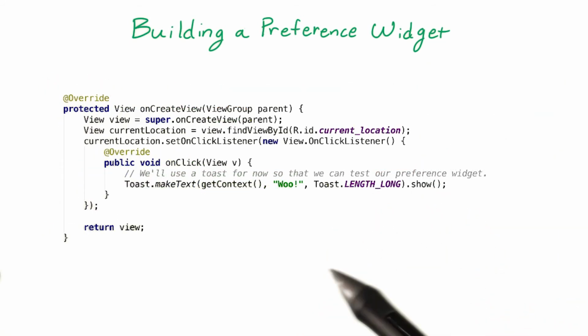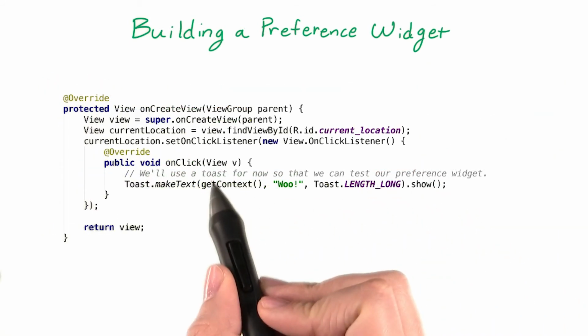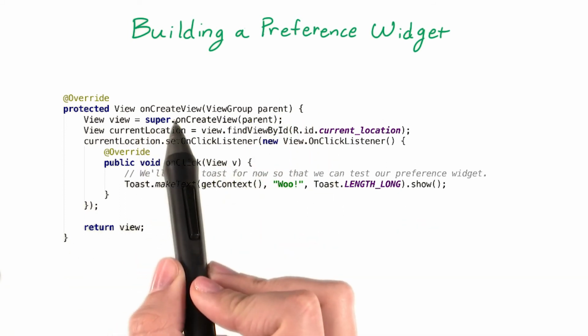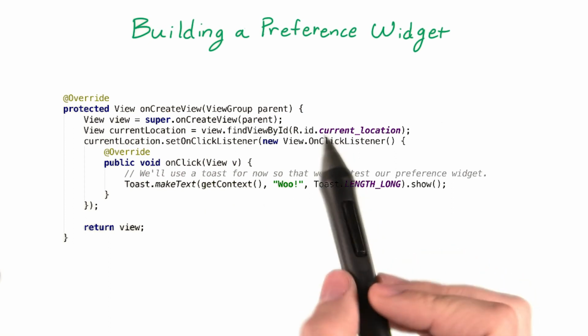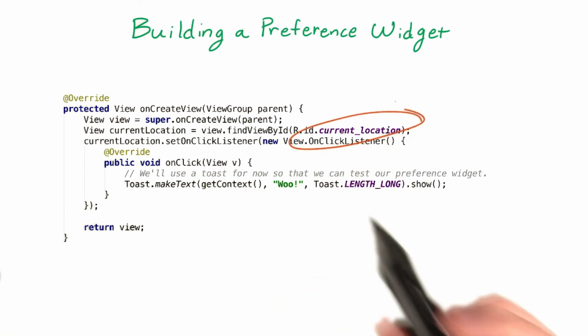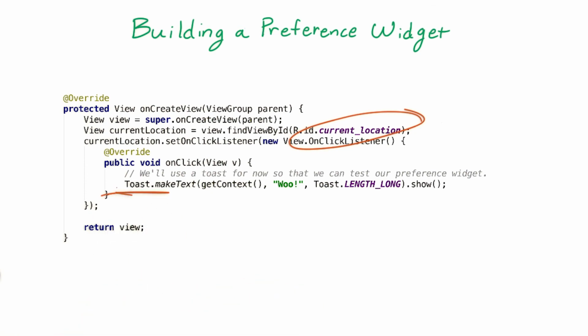Now that our layout is ready to go, we need to set up our onClick listener. When the location preference is created, that calls onCreateView. And in this callback, we can retrieve our new layout and set our onClick listener. For now, just go ahead and use a toast to test that everything is working.